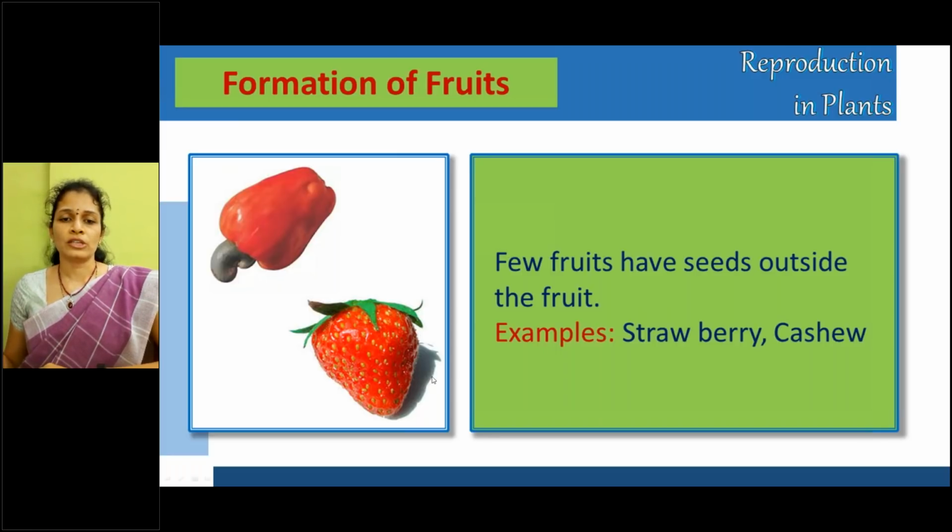Now look at this picture. What is it? Strawberry. And even on this strawberry, the seeds are present outside. So, some fruits like cashew and strawberry have seeds outside the fruit. Okay, most fruits have seeds inside the fruit, but very few fruits have seeds outside the fruit.